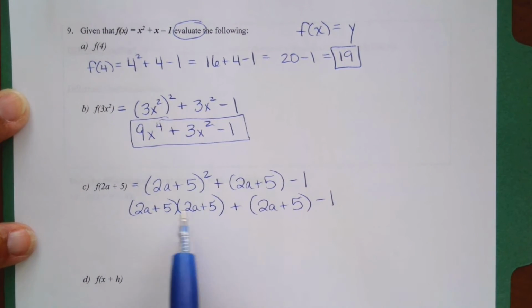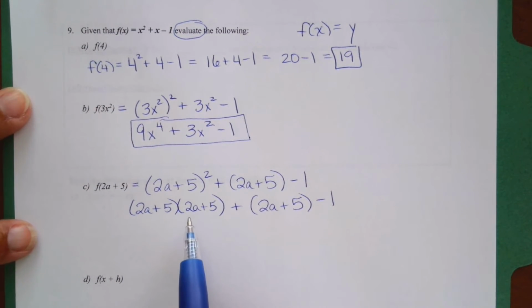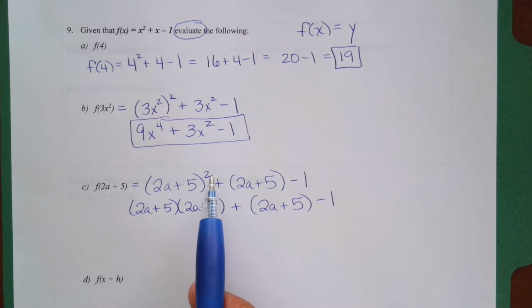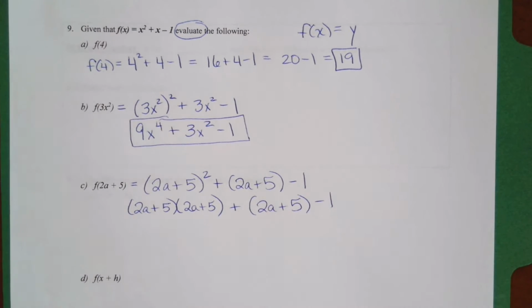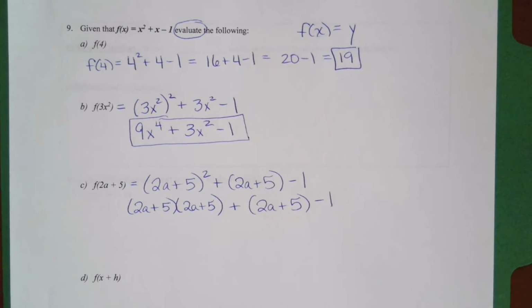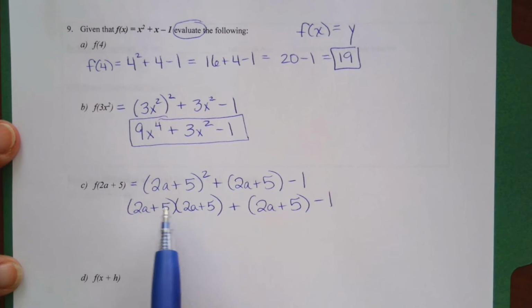So you have to FOIL this, okay? First, outer, inner, last, right? So be very careful. When you square a polynomial, you don't just say 2a squared and 5 squared. That will give you the wrong answer. You have to multiply. All right, so first, if we do FOIL, 2a times 2a.